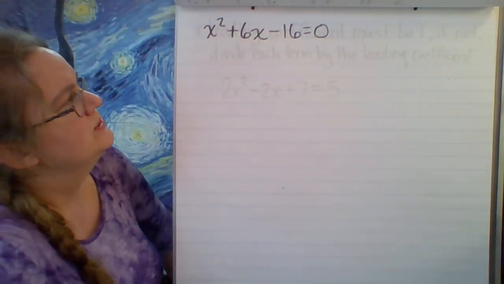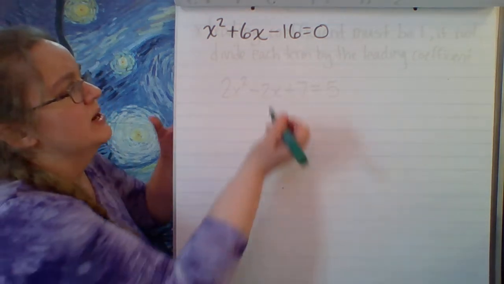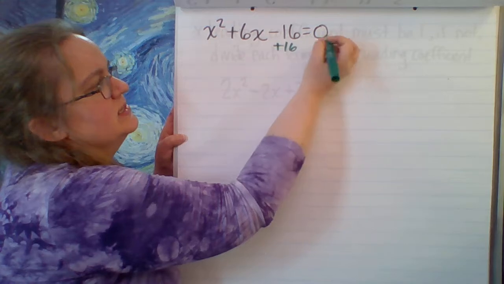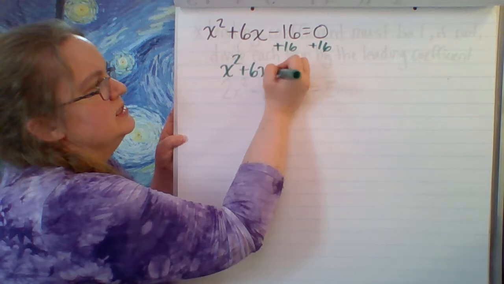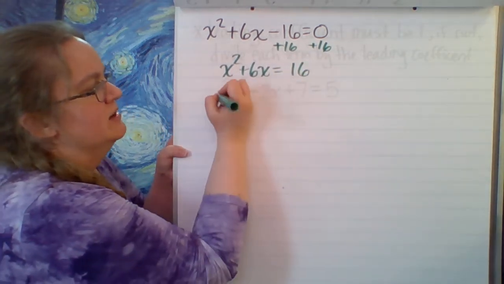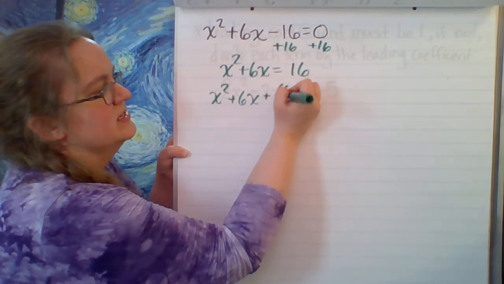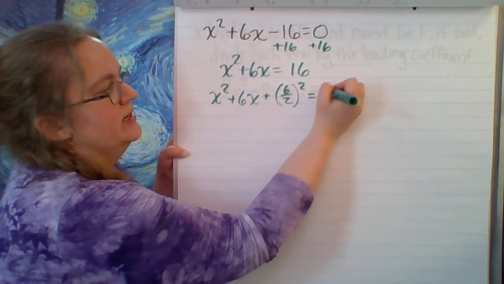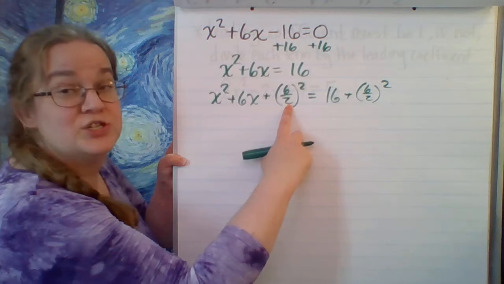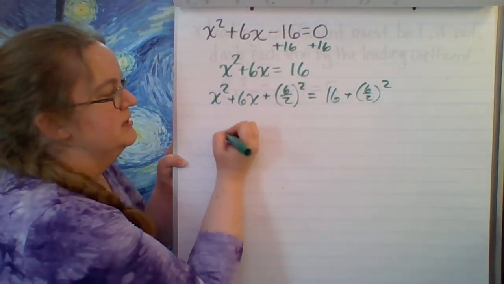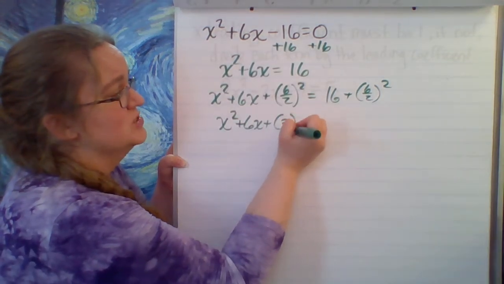All right, so we're going to start by getting it in the form of x squared plus bx. So I'm going to add 16 to both sides because I need to move it. So I've got x squared plus 6x equals 16. Okay, so now I'm going to take my half b, so that would be 6 divided by 2 squared, and add that to both sides. Okay, well, 6 divided by 2 is 3, and 3 squared is 9. I can leave it here if I wanted to as 3 squared.